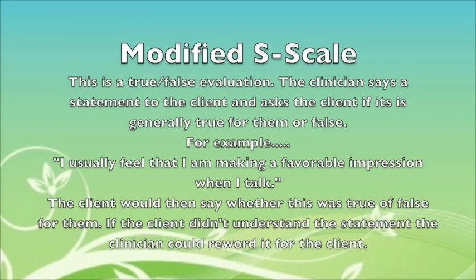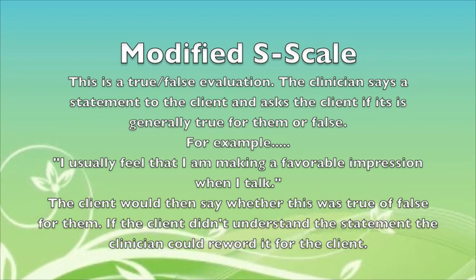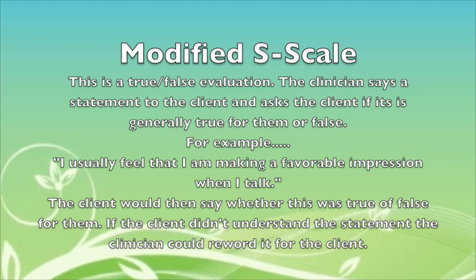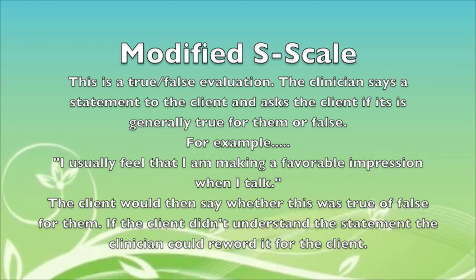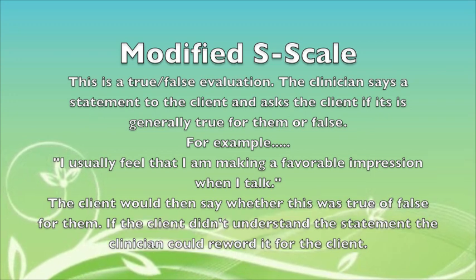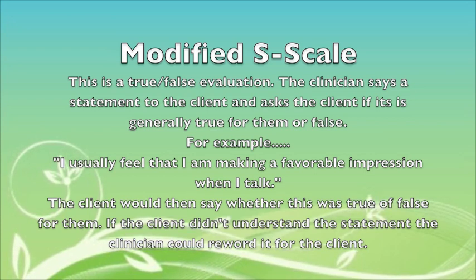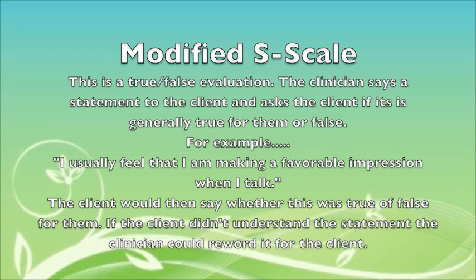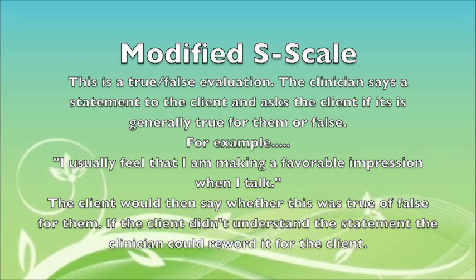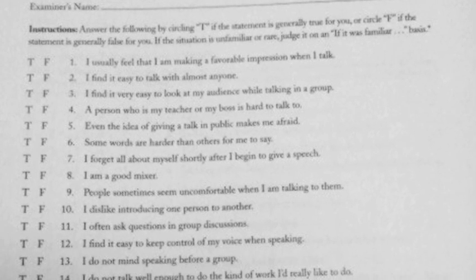The modified S scale is a true or false evaluation. In this evaluation, the clinician says a statement to the client and asks the client if it is generally true for them or false. For example, the clinician would say, "I usually feel that I am making a favorable impression when I talk." The client would then say whether this was true or false for them. If the client didn't understand the statement, the clinician could reword it for the client. This is an example of the modified S scale form.